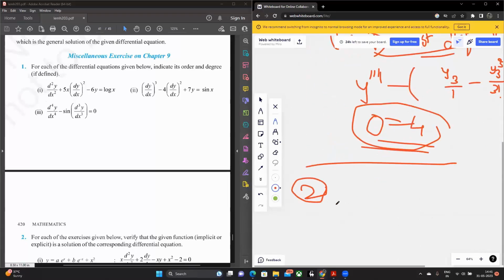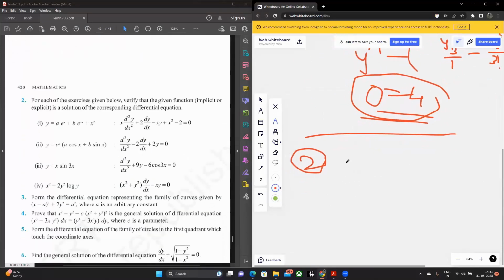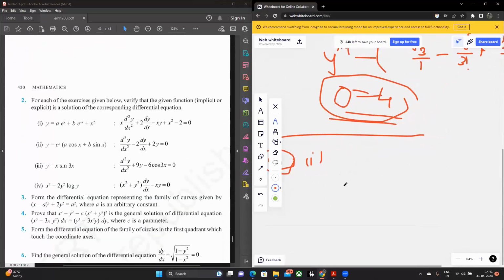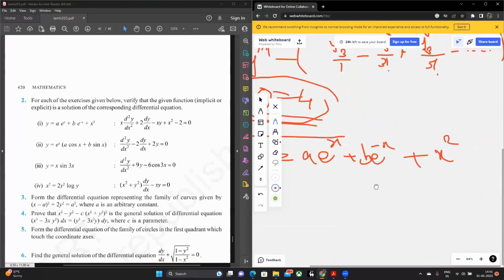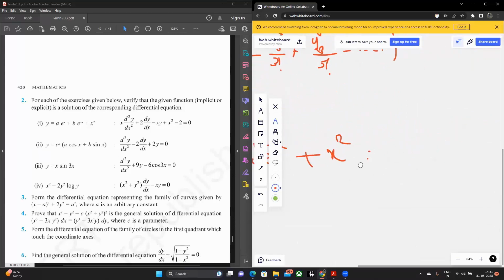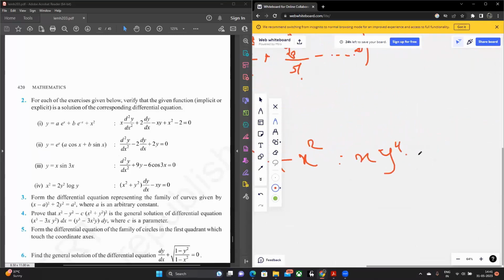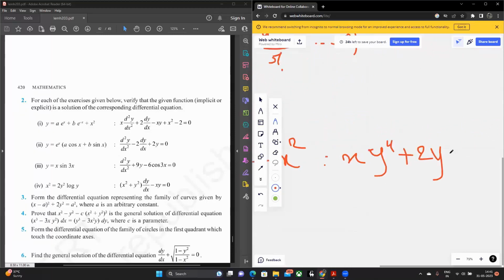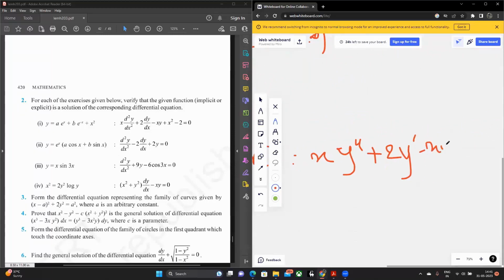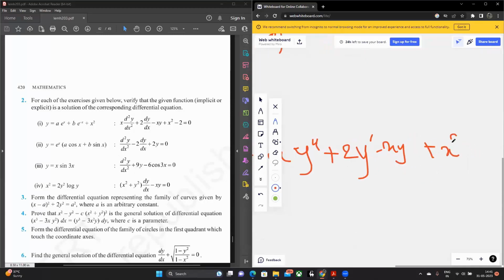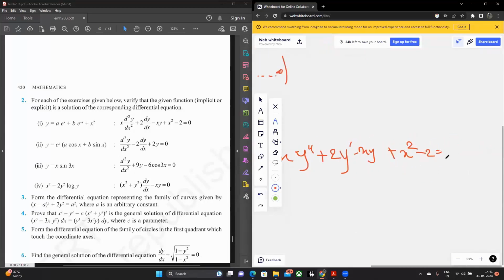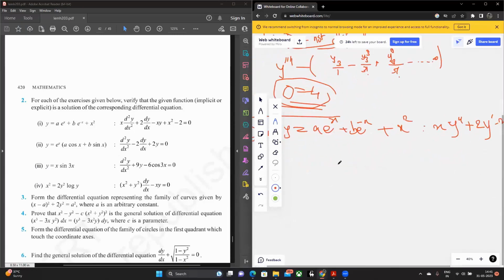Going to question number 2. For each of the exercises given below, verify that the given function is a solution of the corresponding differential equation. This is also pretty simple. This is your second exercise. You have y equals a e power x plus b e power minus x plus x squared, given for the equation x y double dash plus 2y dash minus xy plus x squared minus 2.